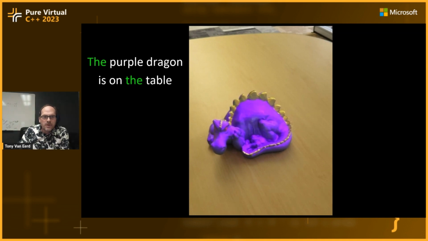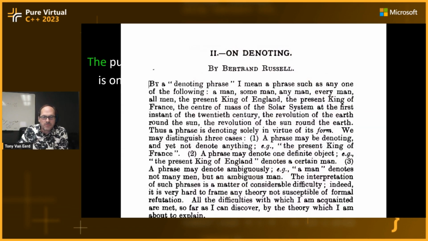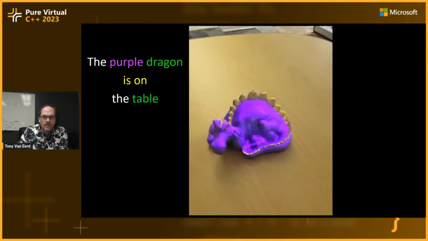So the word "the" is doing a lot of work there. It's not a dragon, not just any dragon, it's the purple dragon. It's on the table. We could spend all our time talking about the word "the", but Bertrand Russell did that over 100 years ago. Go read it, he's got chapters on the word "the" and another chapter on the word "a". So we can leave that to Bertrand Russell. How about "is on", as in the purple dragon is on the table.